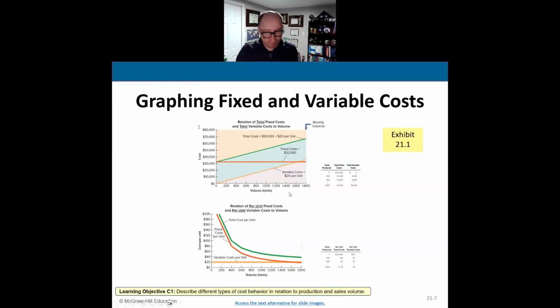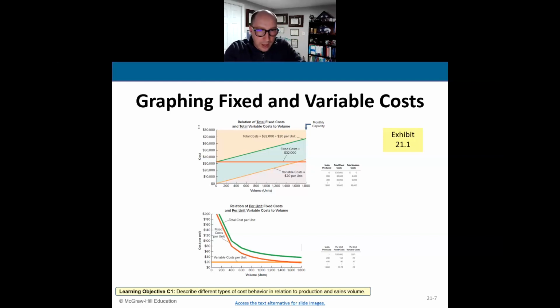Now, at the bottom, here we see a total cost on a per unit basis. At the top, it's total cost. The bottom chart shows us per unit cost. All right?